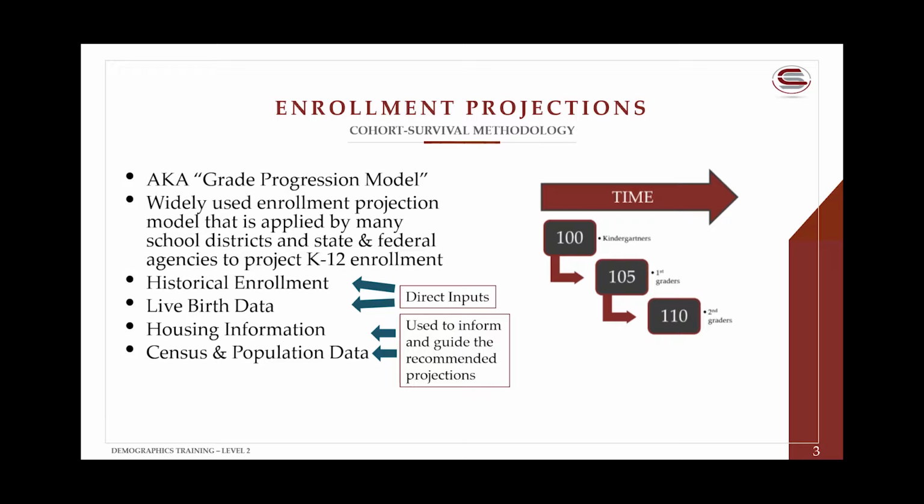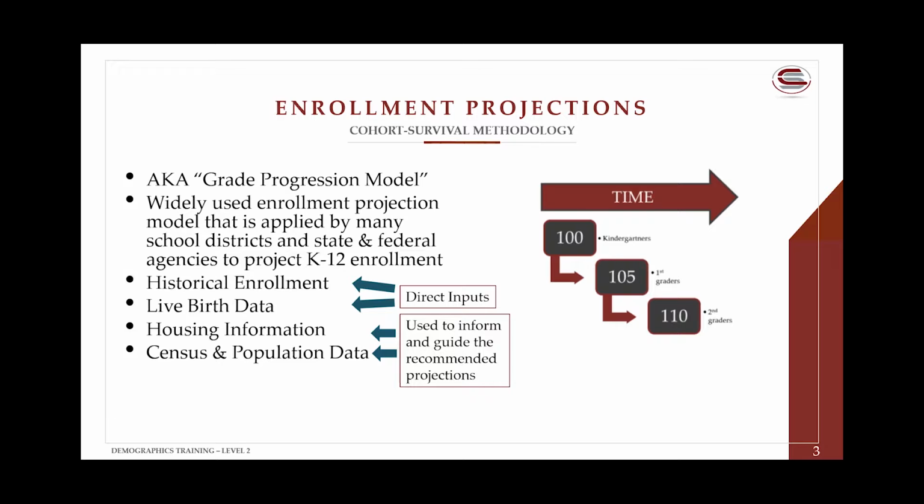Direct inputs include historical enrollment and live birth data. The number of students moving from grade to grade, year to year, are analyzed. Survival ratios are calculated, and a projection ratio is determined. The projection ratio is used as a multiplier in determining future enrollment.